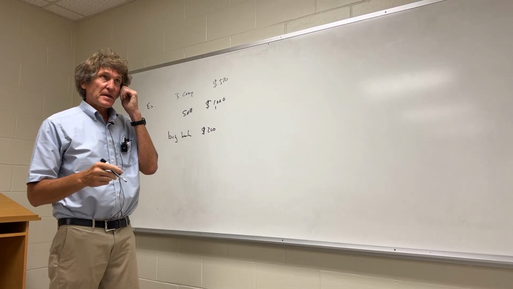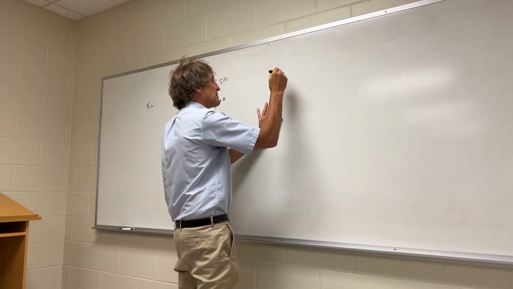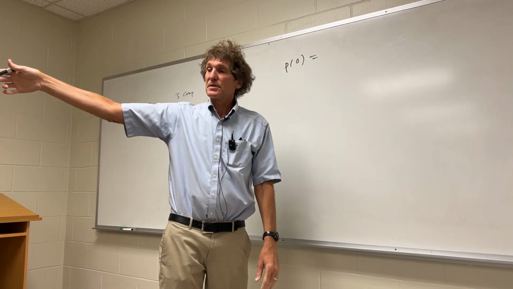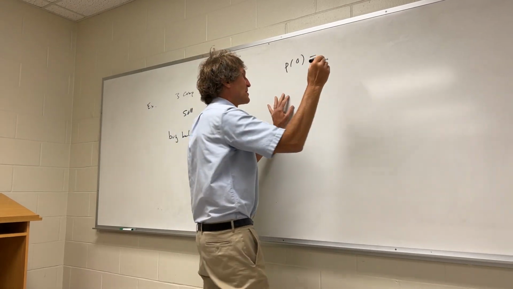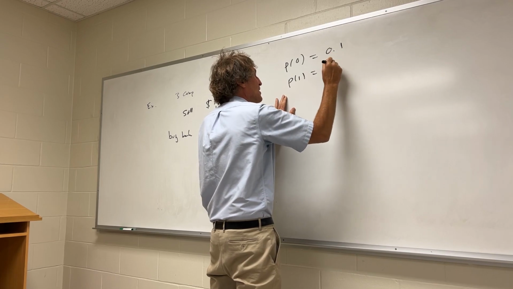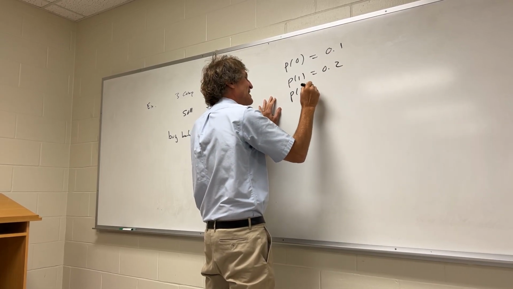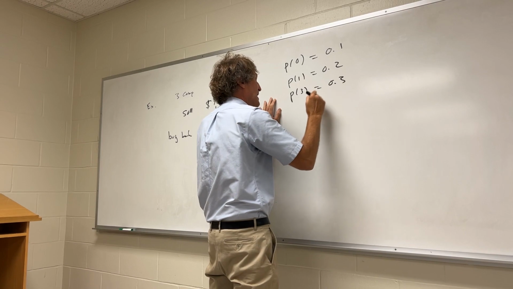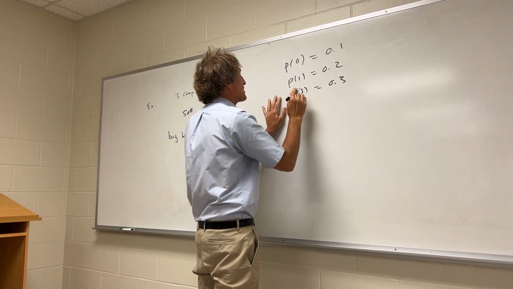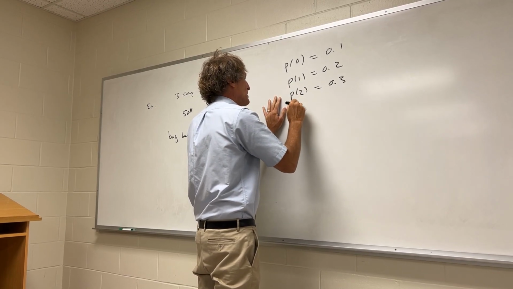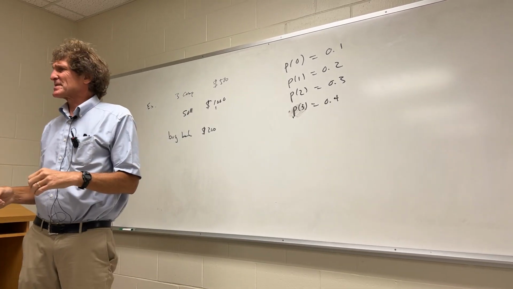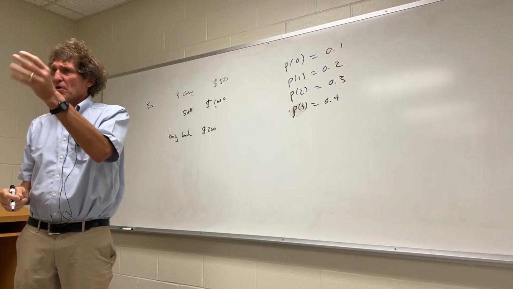And then they give you the probability of selling. The probability of selling 0 computers is 0.1. Probability of 1 is 0.2. Probability of 2 is 0.3. The probability of selling 3 is 0.4, right? All right, so then he asks, what is the expected profit, correct, class?